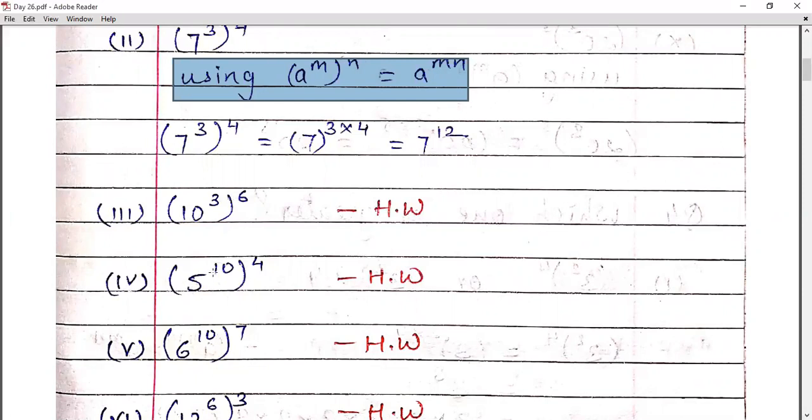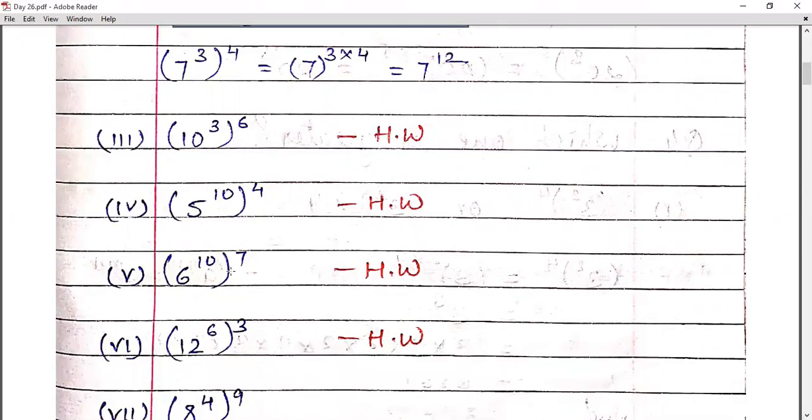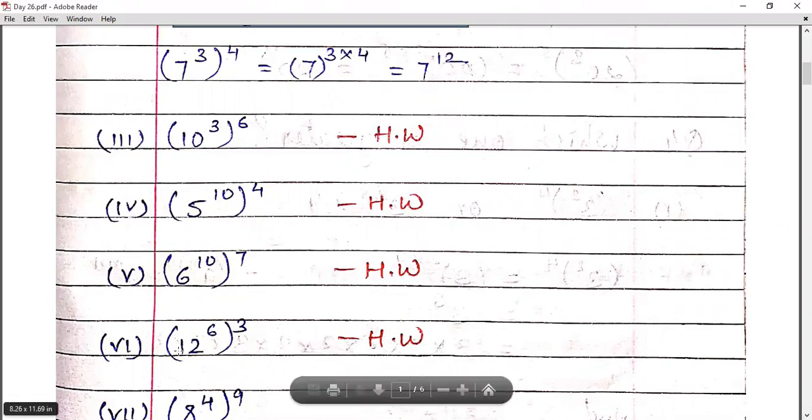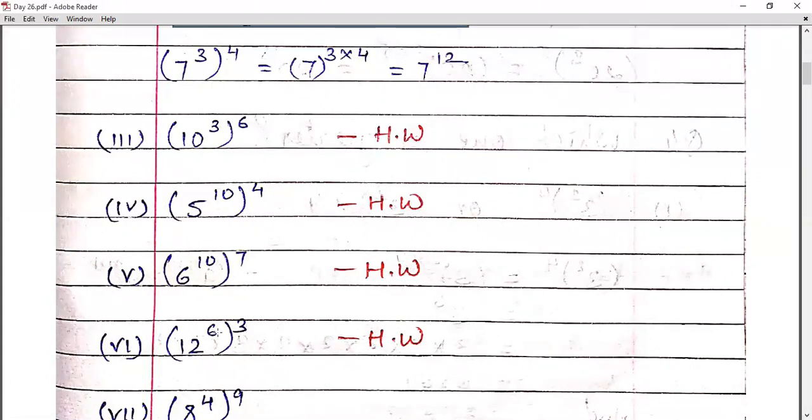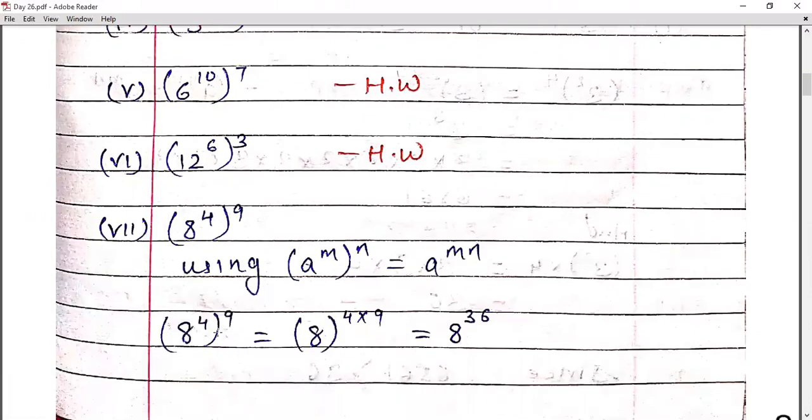In part 4, the powers will get multiplied. 10 into 4 will give 40. So 5 raised to 40 will be the answer. Part 5, 6 raised to 10 into 7. 10 7s are 70. 6 raised to 70 will be your answer. Part 6, 12 raised to 6 into 3. 6 3s are 18. 12 raised to 18 will be the answer for part 6.